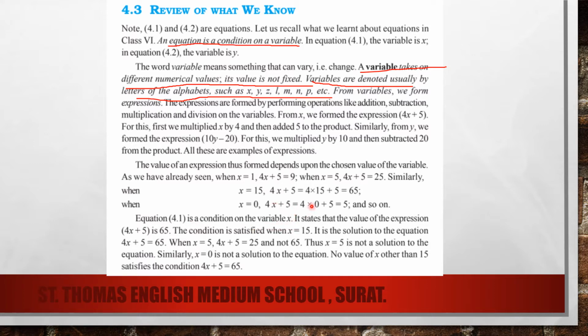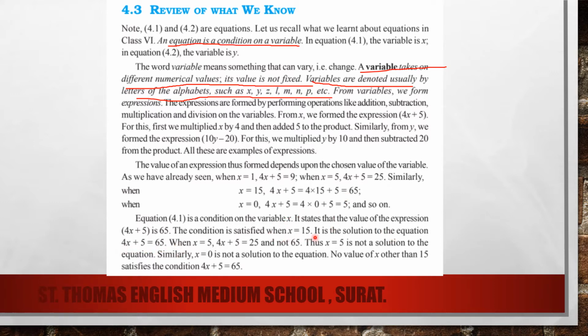So what is the meaning of equation? It is a condition on a variable. What is the condition? When you substitute a value for x, both the right hand side and left hand side will be equal. It states that the value of the expression 4x plus 5 is 65. The condition is satisfied when x is equal to 15. That means when you substitute x equal to 15, only then will the values be equal. LHS and RHS will be equal. It is the solution to the equation 4x plus 5 is equal to 65.